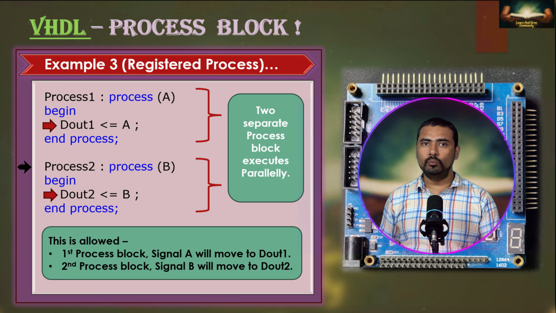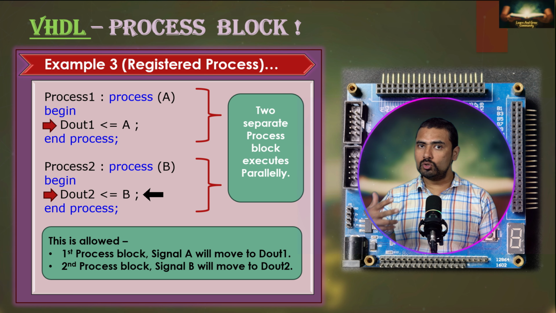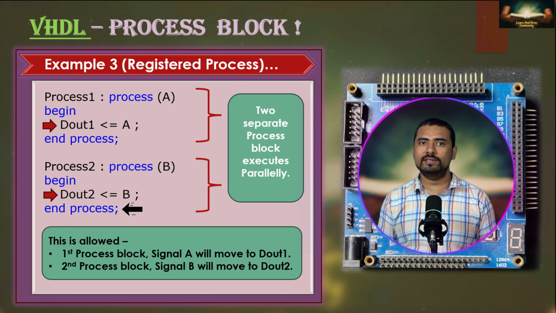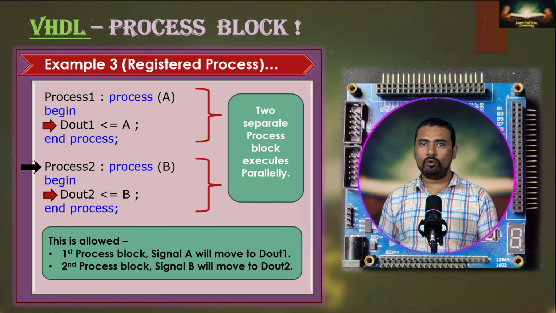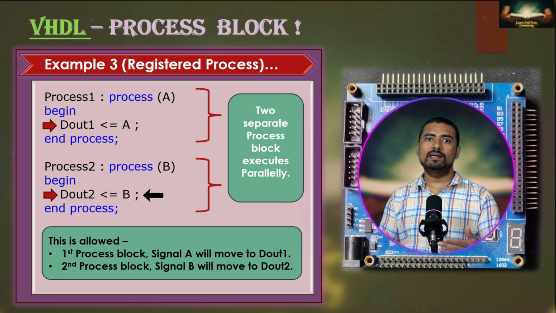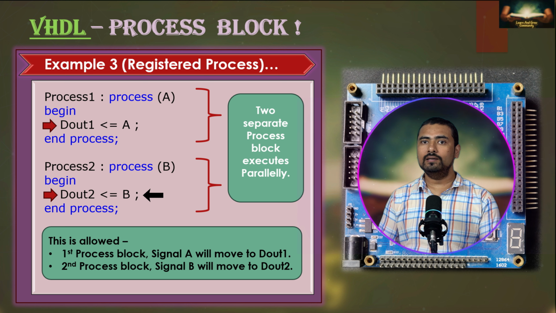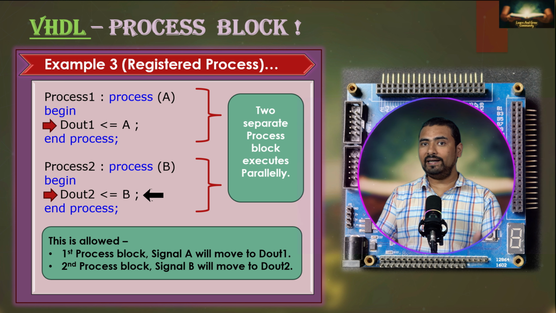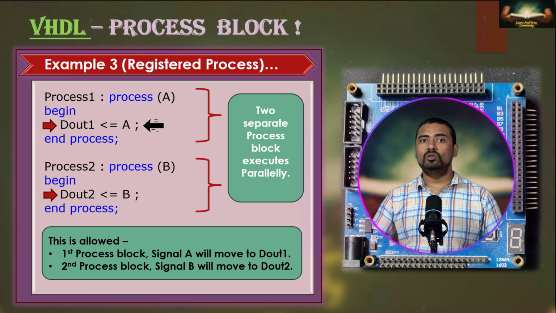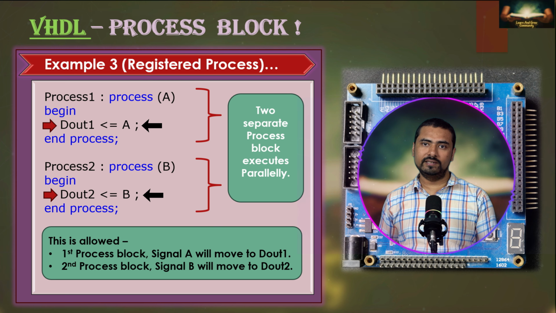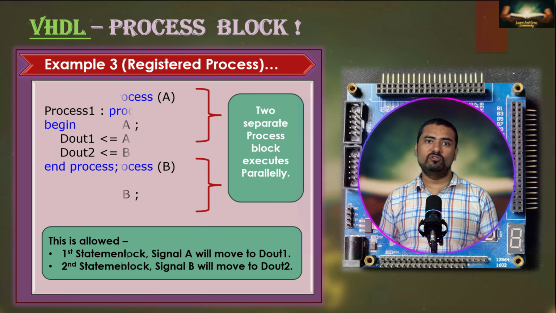Now process 2, so it is process 2, process B begin Dout2 gets a value of B semicolon and process. Means this process block is using another signal B, and its data is being assigned into another signal, Dout2. This is our second output. Means there is no overlapping on the output signals here, and there is no conflict as well.